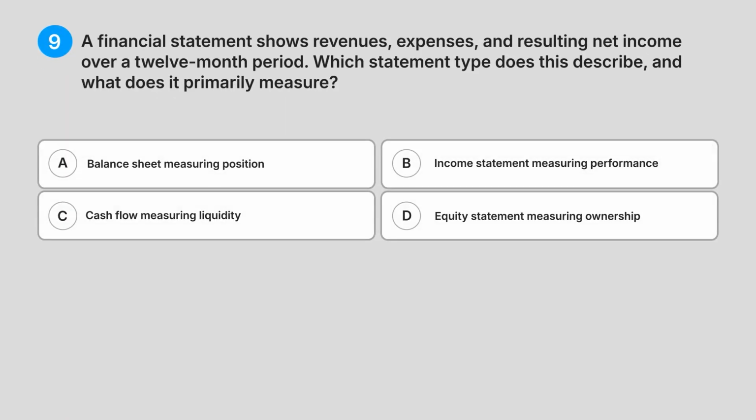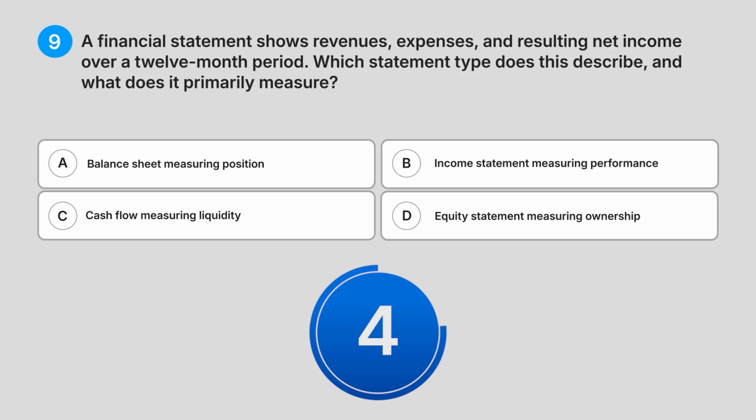9. A financial statement shows revenues, expenses, and resulting net income over a 12-month period. Which statement type does this describe, and what does it primarily measure? A. Balance sheet measuring position. B. Income statement measuring performance. C. Cash flow measuring liquidity. D. Equity statement measuring ownership. Can you guess the answer?